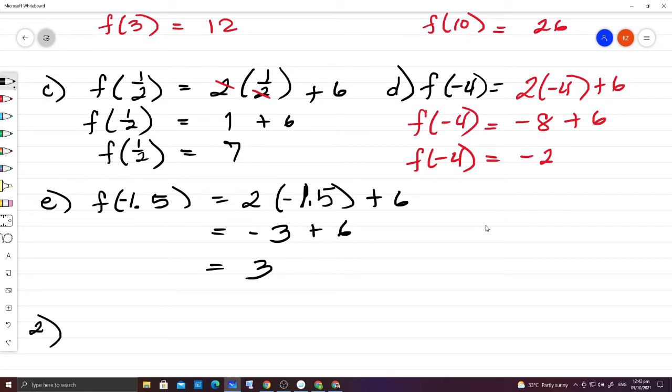Okay, next, number 2. g of x is equal to x to the power of 2 plus 1, all over 2. Find the value of g of 0.